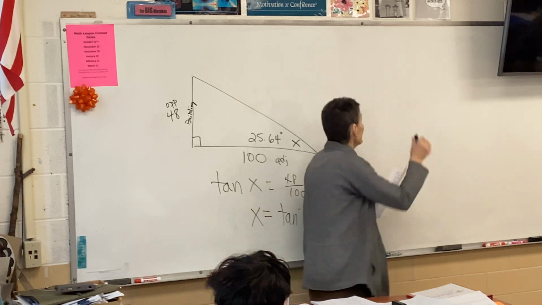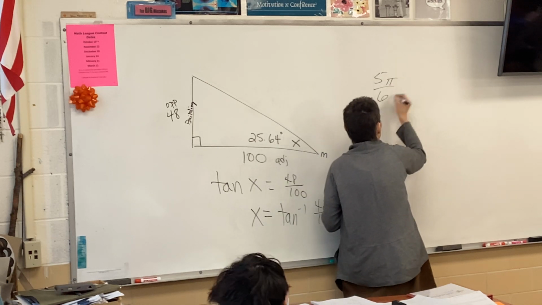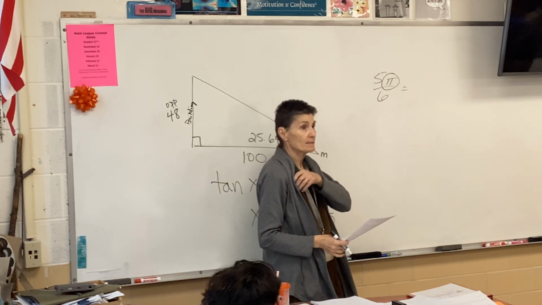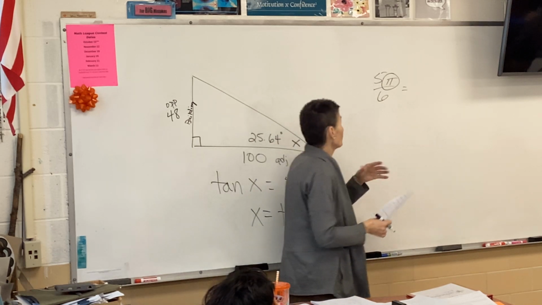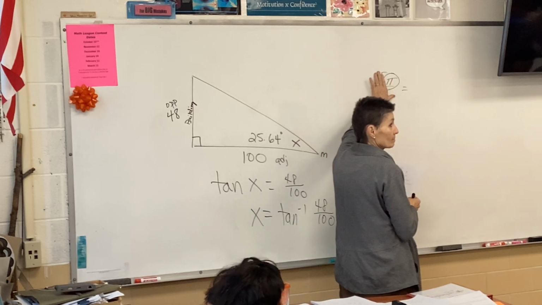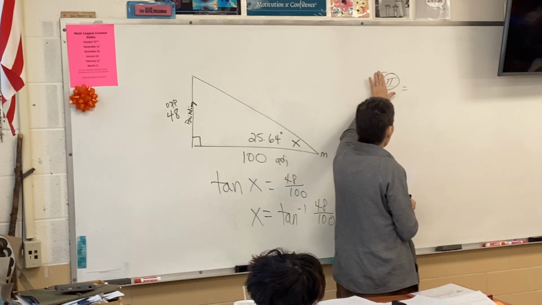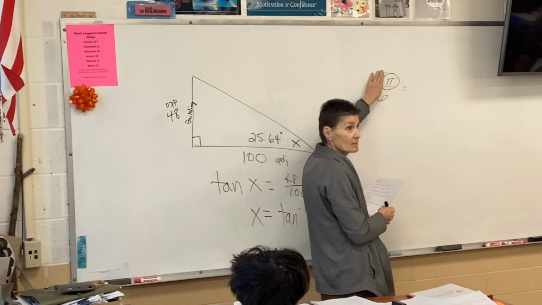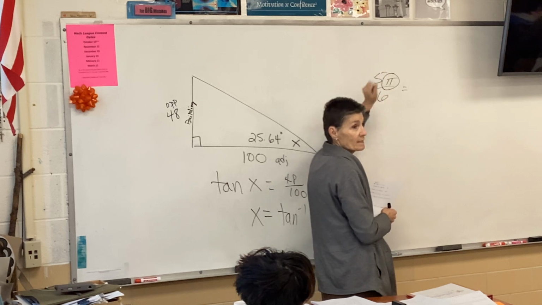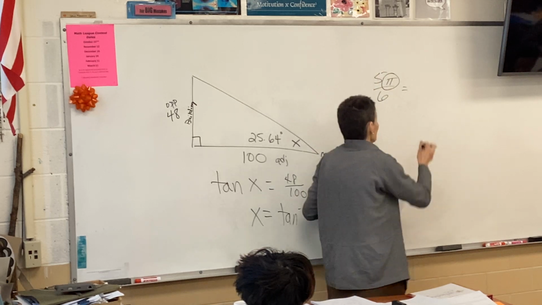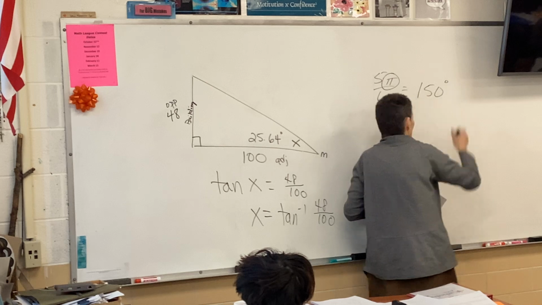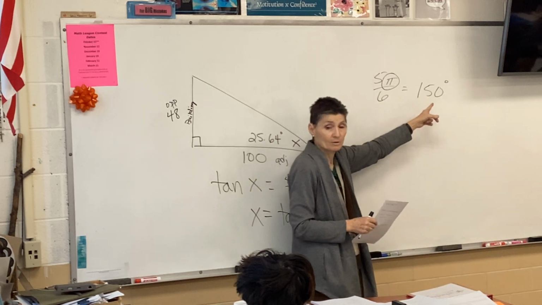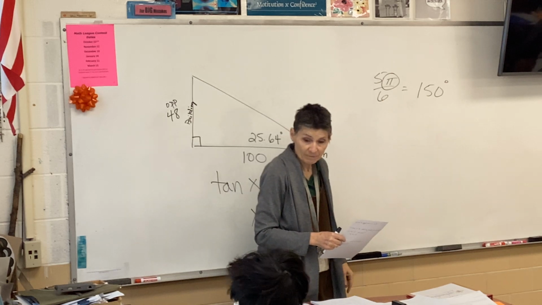Exactly. So we know that pi, this right here, is 180 degrees. So that's 180. Now, I like to do 180 divided by 6 because I know that is 30. And then 30 times 5 is 150. So that's how I do it, but you don't have to do it that way. You can do 5 times 180 divided by 6. It doesn't matter, you get 150 degrees. All right, everybody got 150?